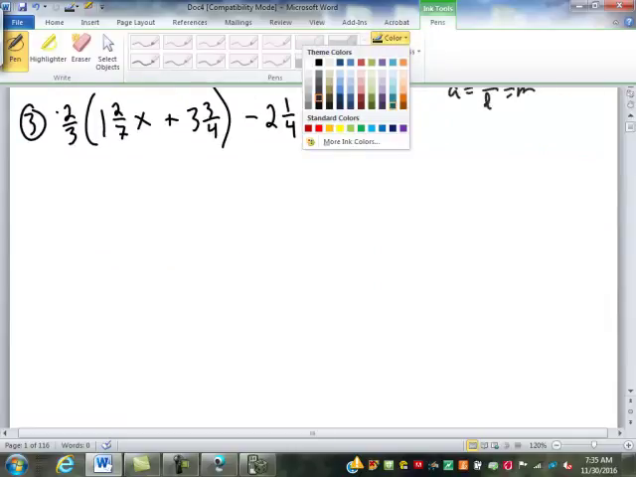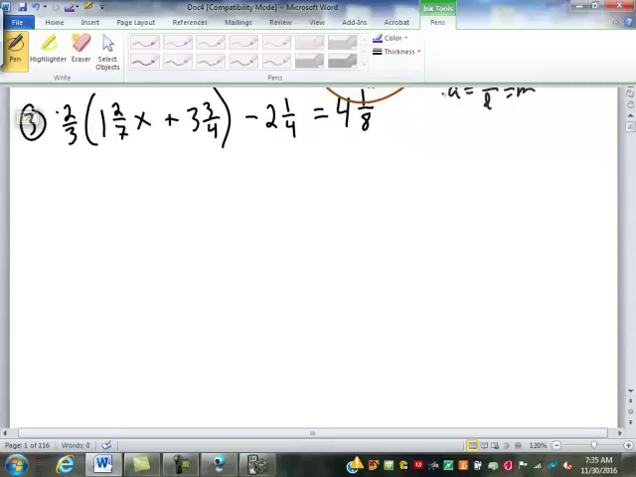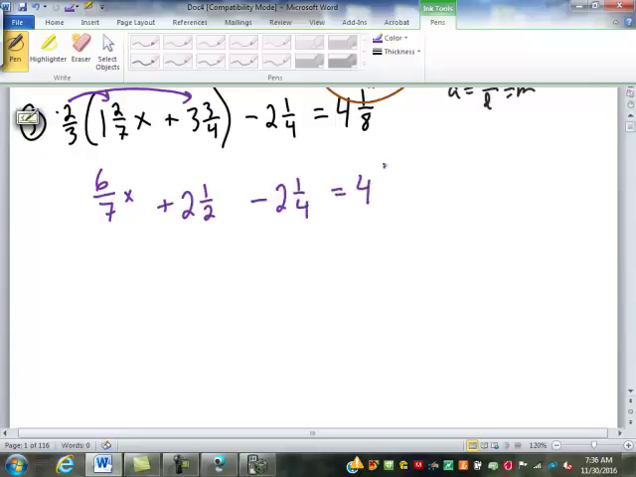This last one has a little bit of ugliness in it. Nothing I can combine inside the parentheses, so I'm going to have to distribute the 2/3. 2/3 times 1 2/7 is 6/7 X. 2/3 times 3 3/4 is 2.5. Now I still have the minus 2 1/4 here, and 4 1/8.